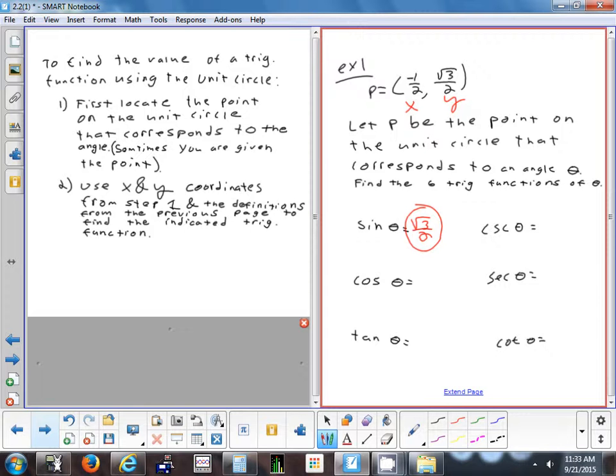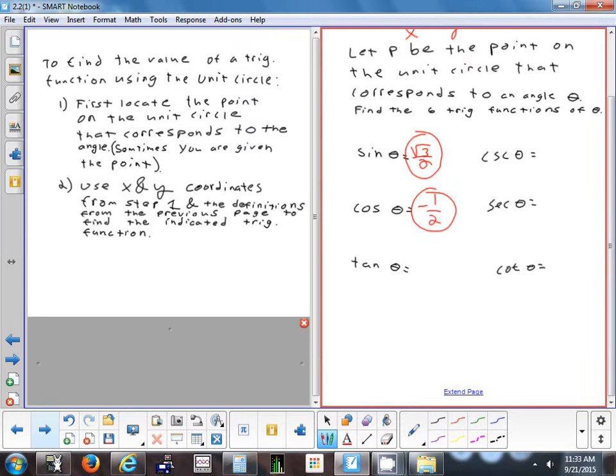Okay, Nathan, what is cosine equal to? Which letter? X. Good, x. And what's x in this case? -1 over 2. Yep. And that's it. That's your cosine. The rest of them are either going to involve dividing fractions or flipping. So our tangent. Charlie, what's the formula for tangent? Good, it's y over x.